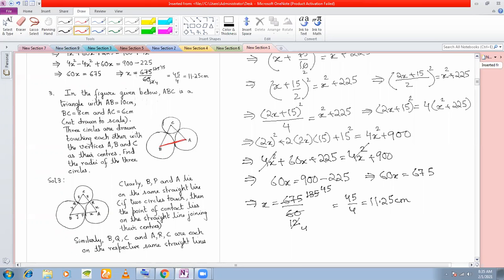Now, how do you know this is a straight line? Can anyone tell me how you know AB is a straight line? We have done a theorem. Collinear, yes, sir. To put it in a better manner, if 2 circles touch each other, then their centers and the point of contact lie on the same straight line. So that is why we know AB to be a straight line.